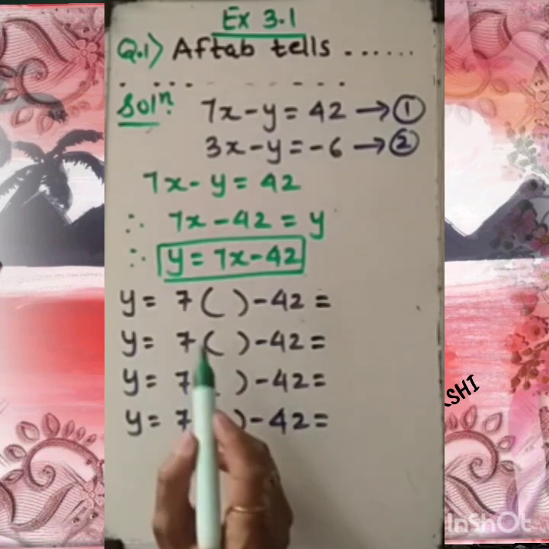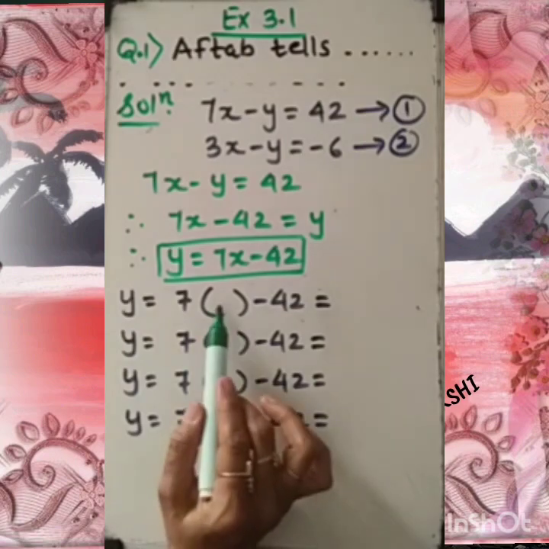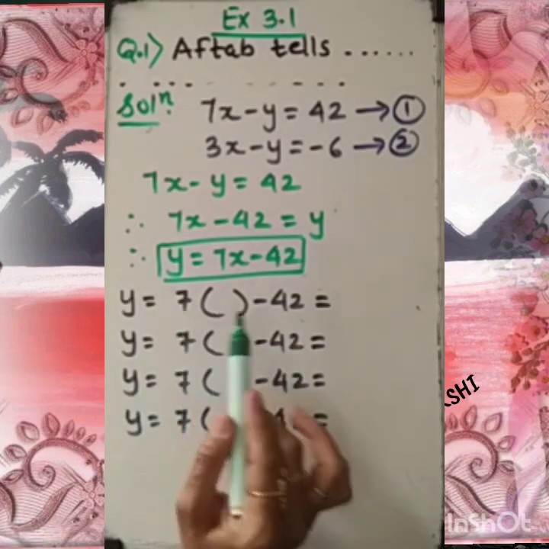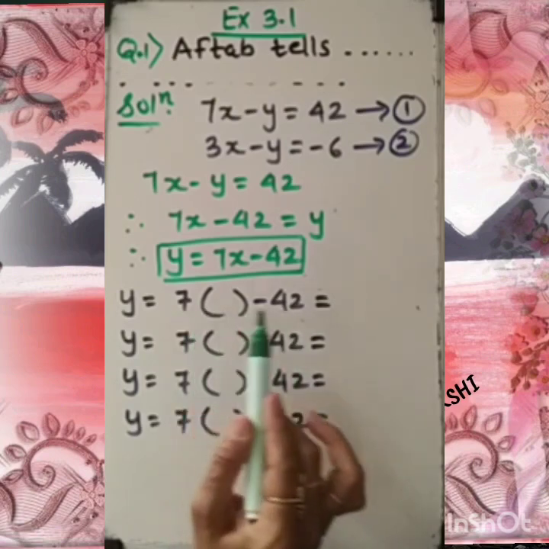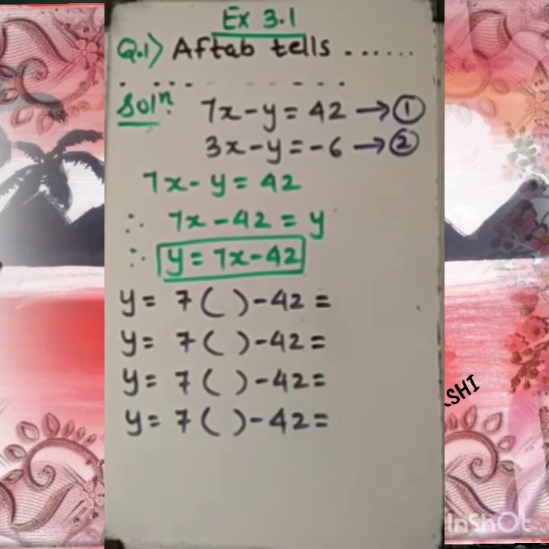Suppose you are choosing 1, 2, 3, 4. Suppose I am choosing 1. Then 7 ones are 7. 7 minus 42 gives the result minus 35. So the answer is quite big. You can see if I choose that way, the answer will be quite big. So I need to choose a little bit bigger number, so that it should balance.